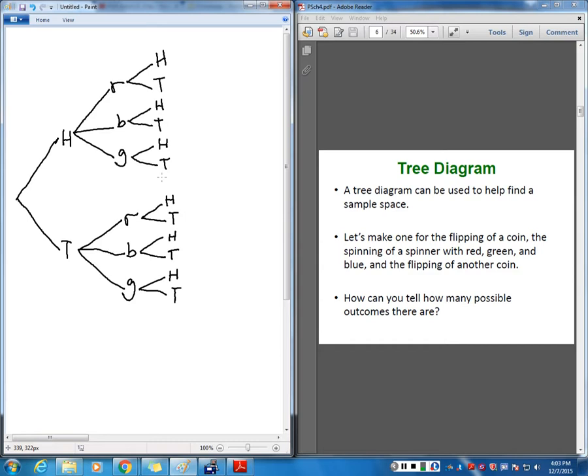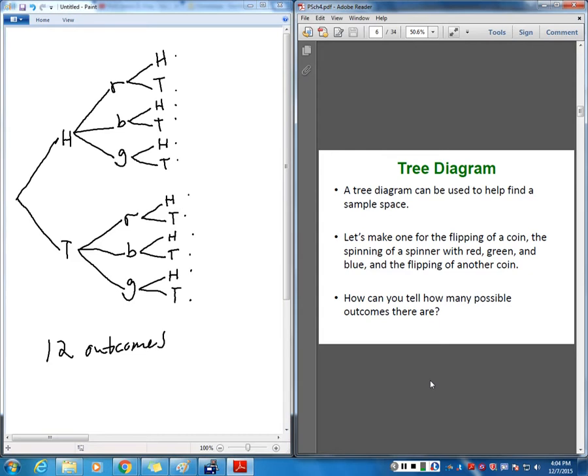How can I find the total number of outcomes there are? Well, I could just count the number of leaves here on the end. So 1, 2, 3, 4, 5, 6, 7, 8, 9, 10, 11, 12. There are 12 outcomes possible. Maybe the object of the game is to get tails, red, heads, and if you do, you win. Either way, that's a tree diagram.